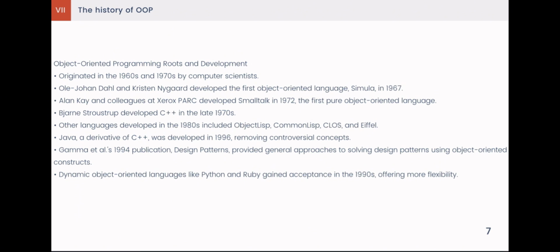In the 1990s, two major events occurred: the development of Java in 1996, which appeared to be a derivative of C++ but had many controversial concepts removed. Java also introduced a collection of libraries to support application development. The other event was the publication of design patterns by Gamma in 1994, which provided general approaches to solving specific design problems using object-oriented programming.